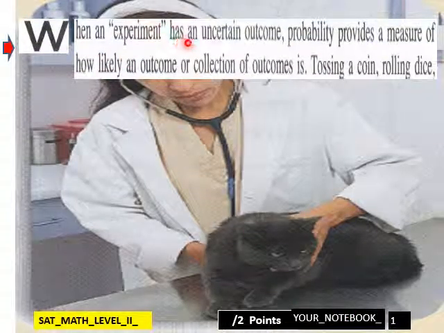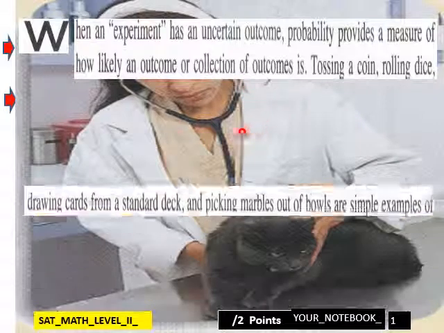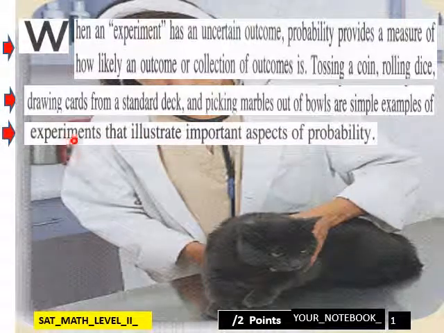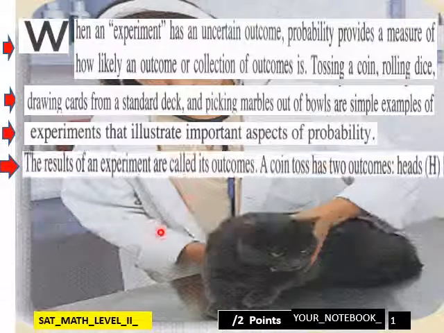When an experiment has an uncertain outcome, probability provides a measure of how likely an outcome or collection of outcomes is. Tossing a coin, rolling dice, drawing cards from a standard deck, and picking marbles out of bowls are simple examples of experiments that illustrate important aspects of probability.